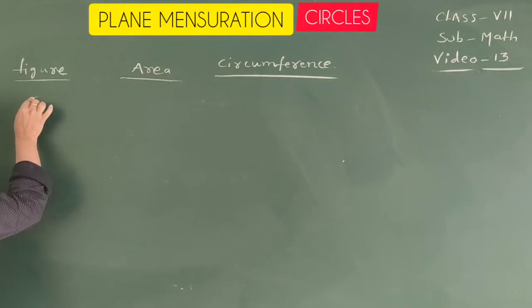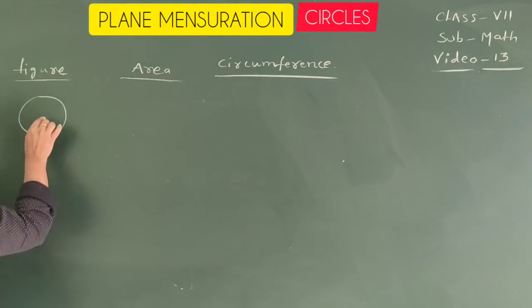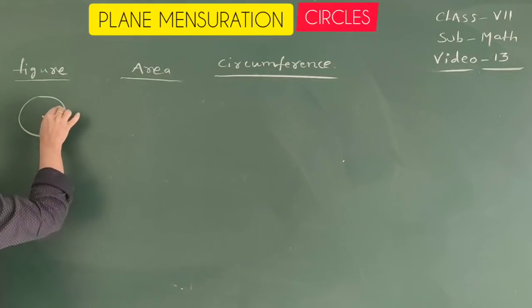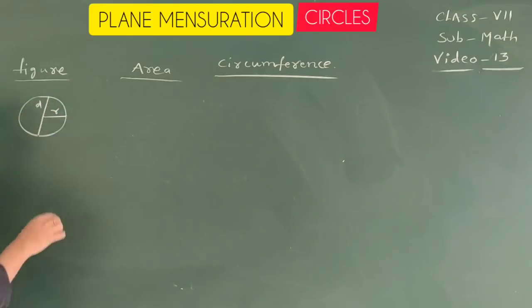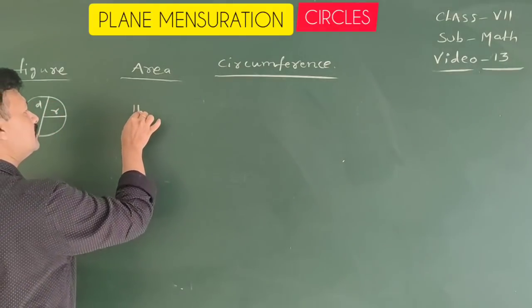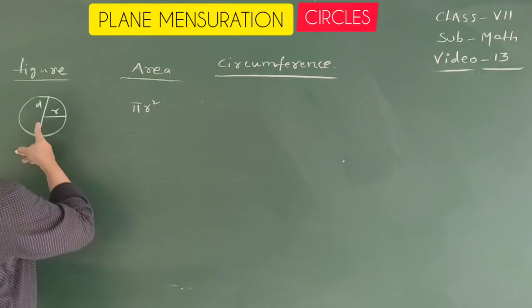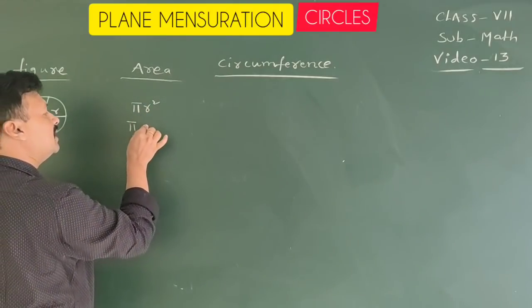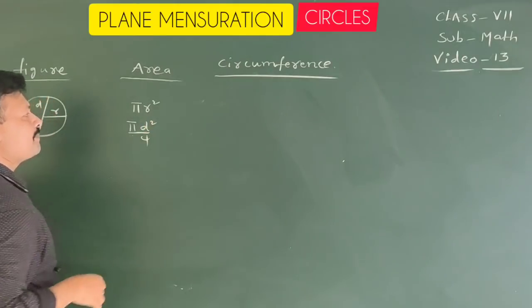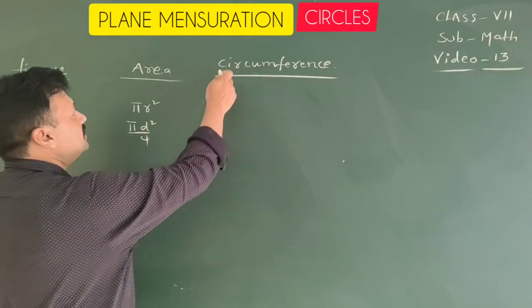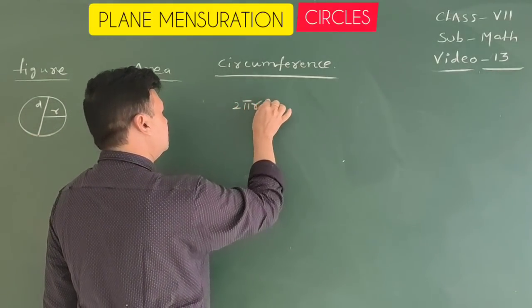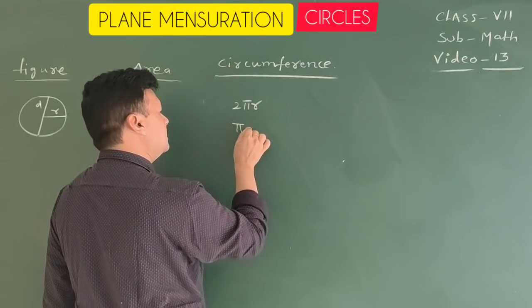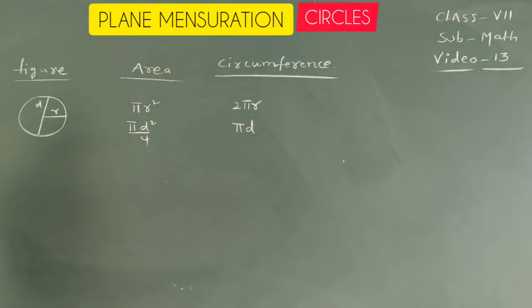Here for the circle, when the radius is given, the area is pi r square, and when the diameter is given, it is pi d square by 4. Circumference of the circle is 2 pi r when the radius is given, and pi d when the diameter is given, for the circle only.